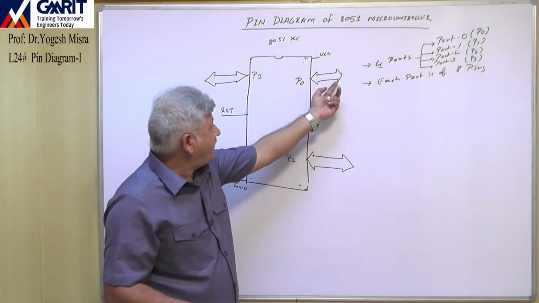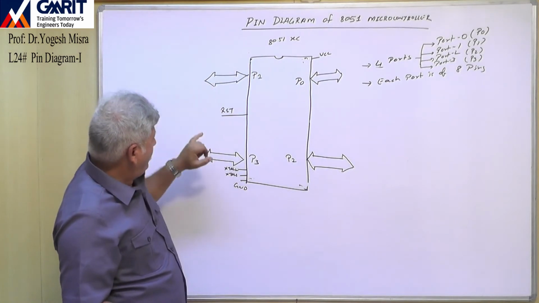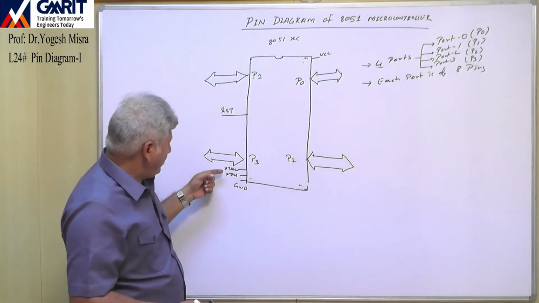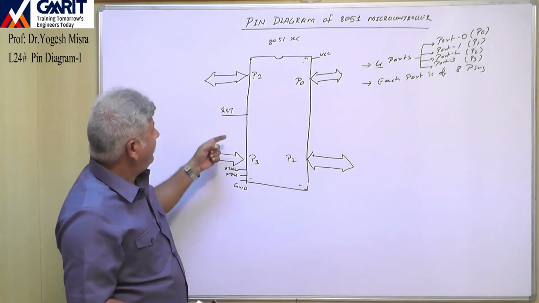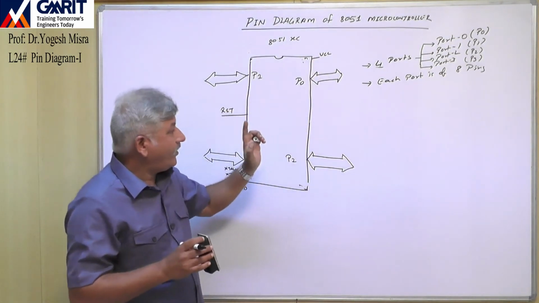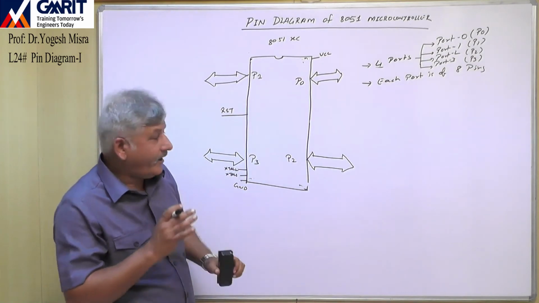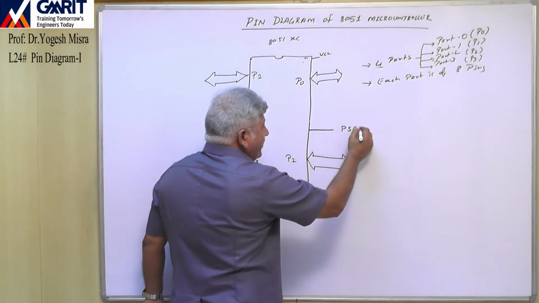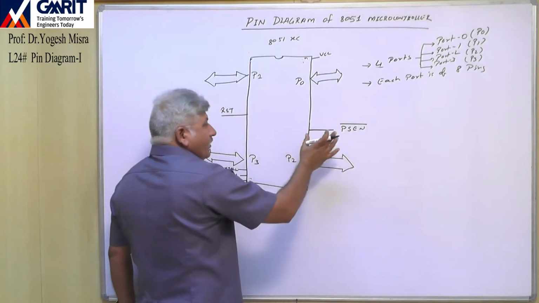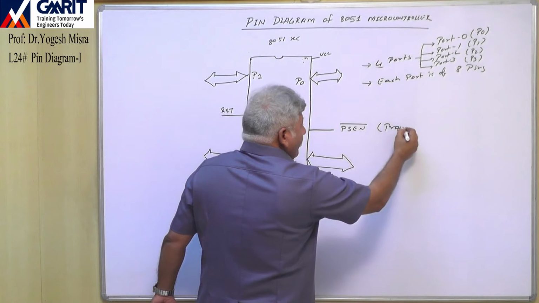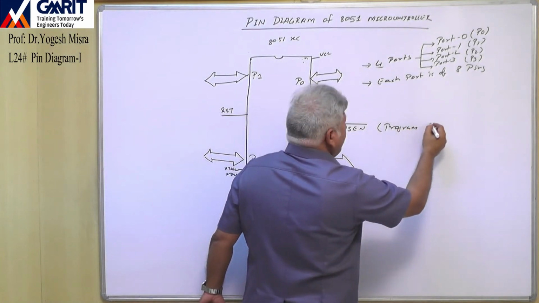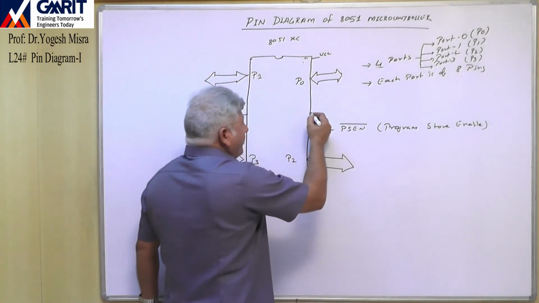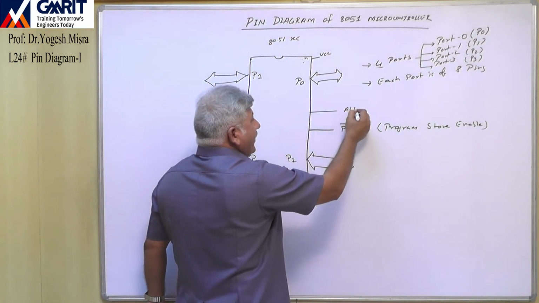8 pins of port 0, 8, 8, 16, 8, 24 and 8, 32, 33, 34, 35, 36, 37. And now 3 pins are remaining, and these 3 pins you will find here. These pins are PSEN bar. This is called program store enable. Another pin is ALE.